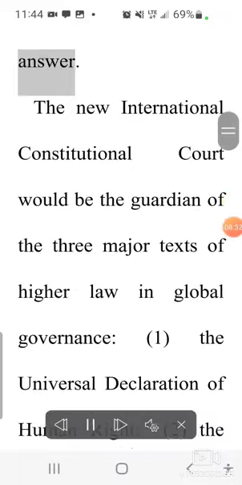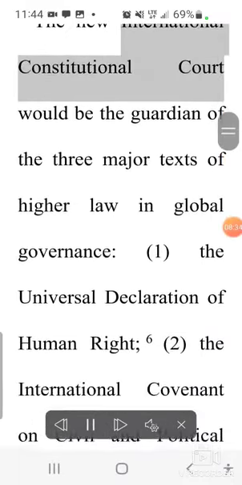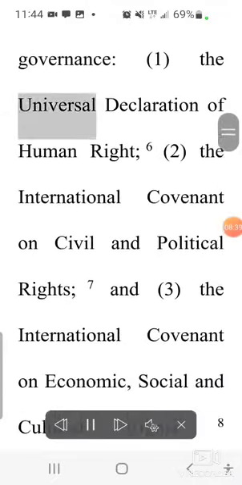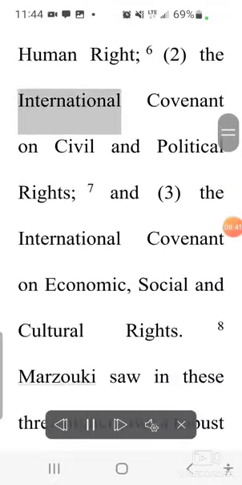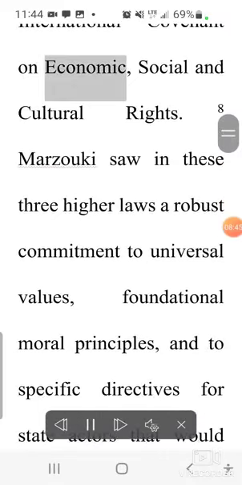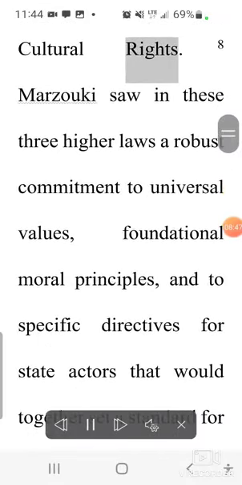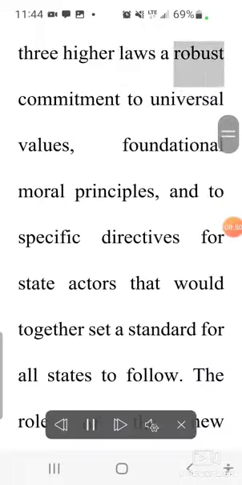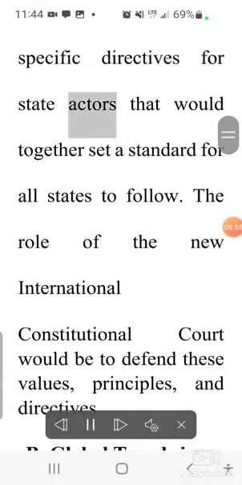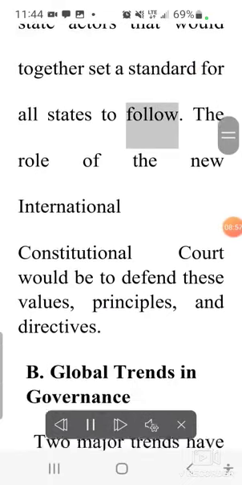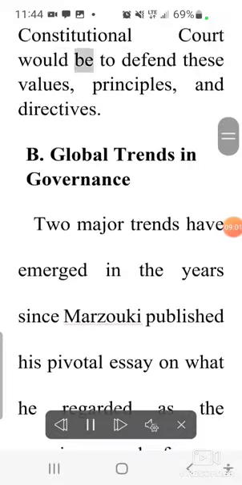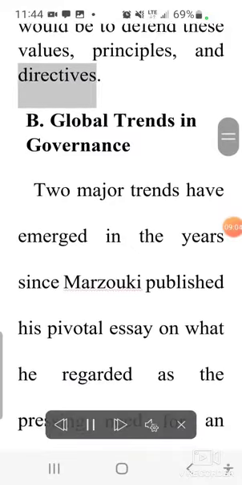He had an answer. The new International Constitutional Court would be the guardian of the three major texts of higher law in global governance: 1. The Universal Declaration of Human Rights; 2. The International Covenant on Civil and Political Rights; and 3. The International Covenant on Economic, Social, and Cultural Rights. Marzouki saw in these three higher laws a robust commitment to universal values, foundational moral principles, and to specific directives for state actors that would together set a standard for all states to follow. The role of the new International Constitutional Court would be to defend these values, principles, and directives.